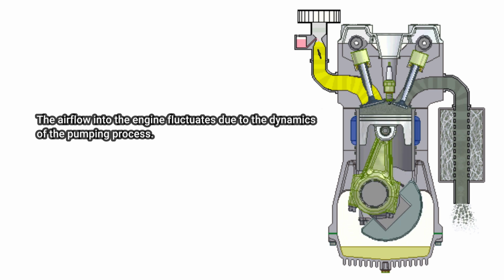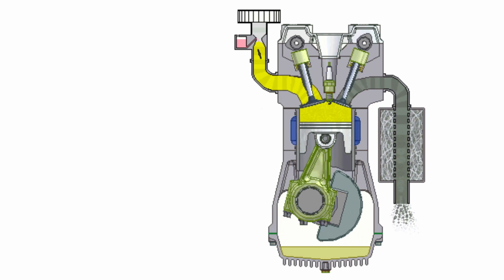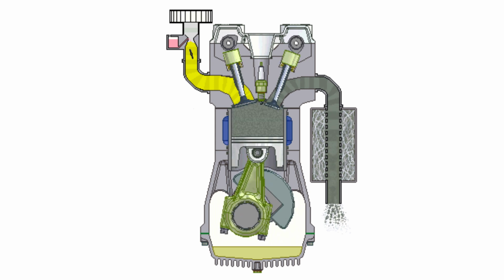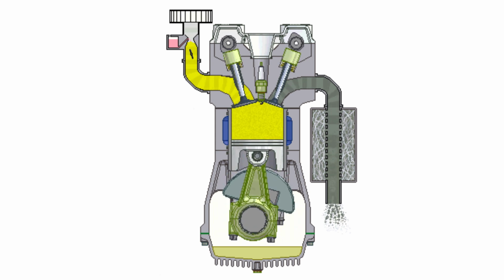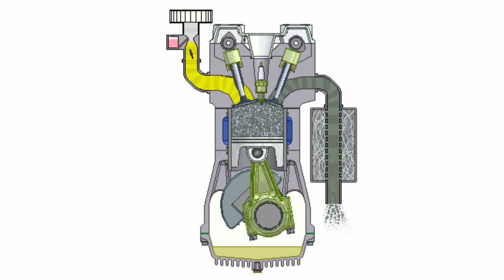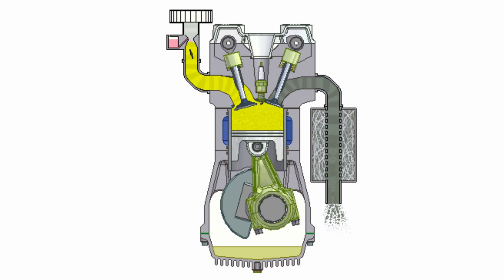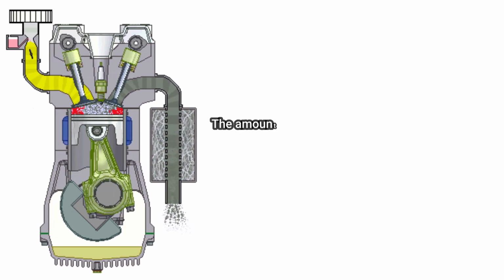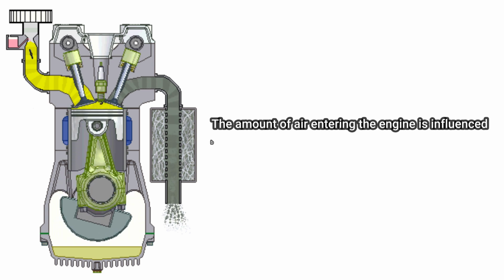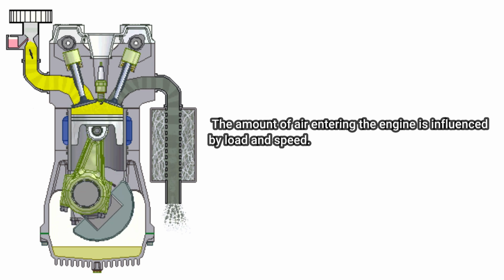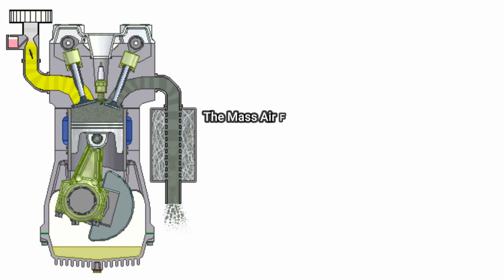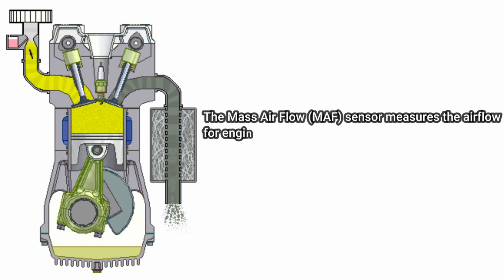This airflow remains constant only for constant engine operation, such as might be achieved at a constant vehicle speed on a level road. However, automotive engines rarely operate at absolutely constant power and RPM. The amount of air entering the engine is affected by both load and speed, and it is measured by the mass airflow sensor for engine control purposes.